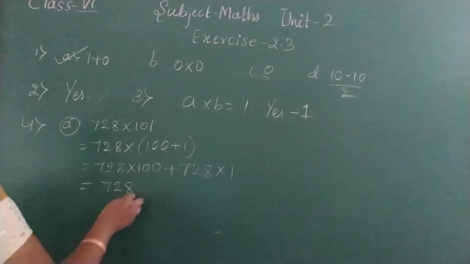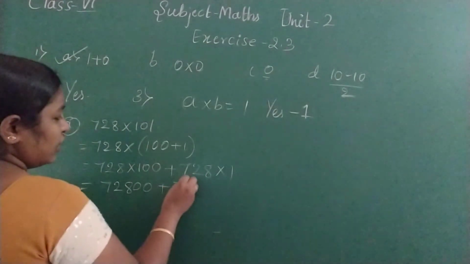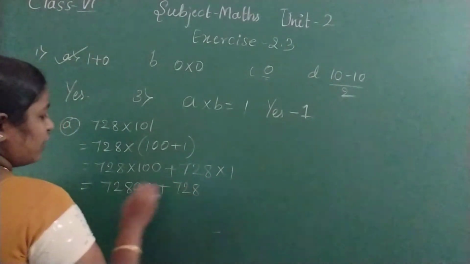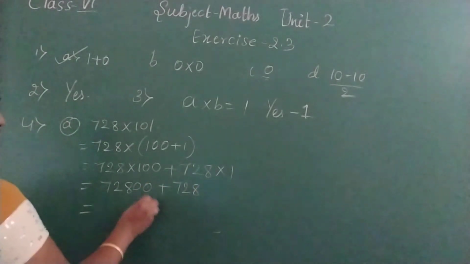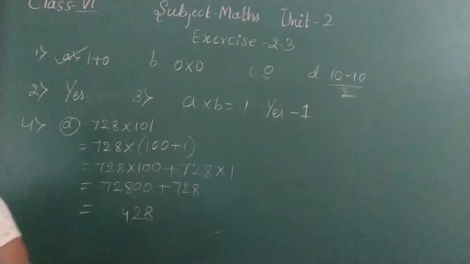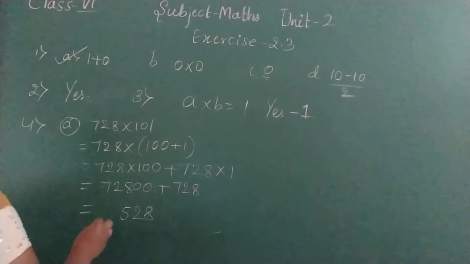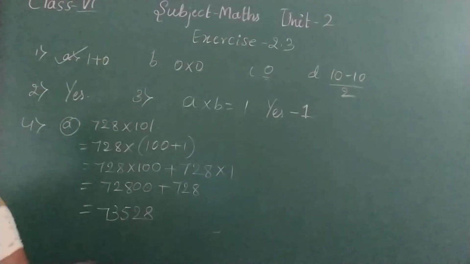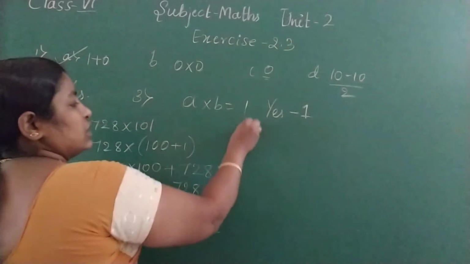728 into 100 gives 728 and these two zeros. 728 ones are 728. Now add this: 0, 8, 8, 0, 2, 2, 8 plus 7, 15, 3, 7. So 73,528 is the answer. Next, go for B.